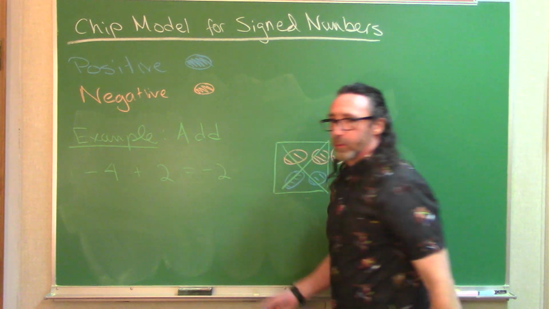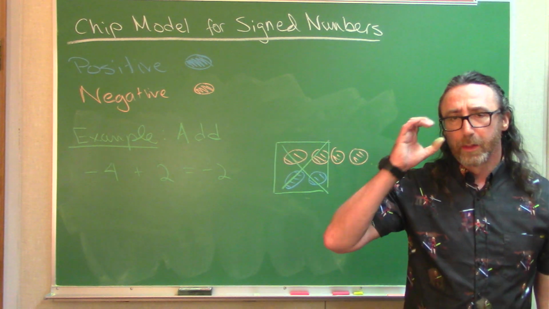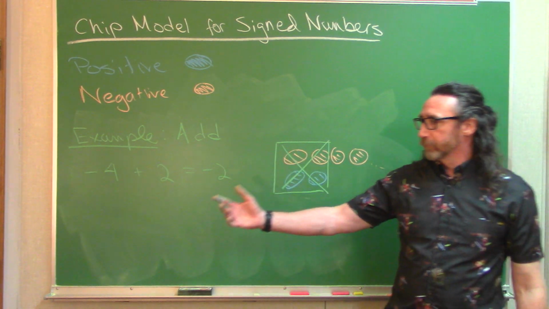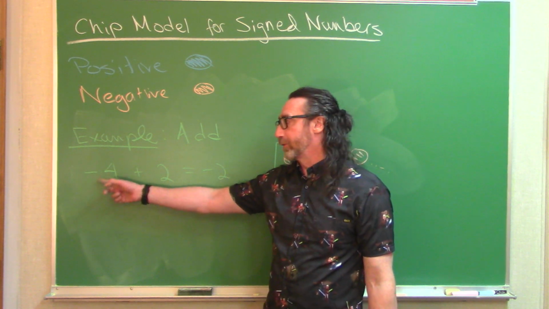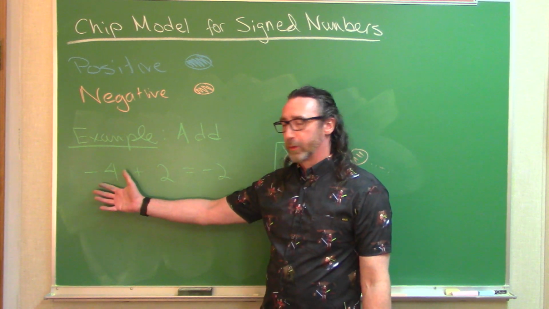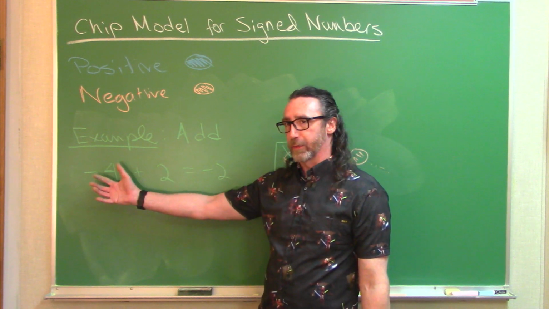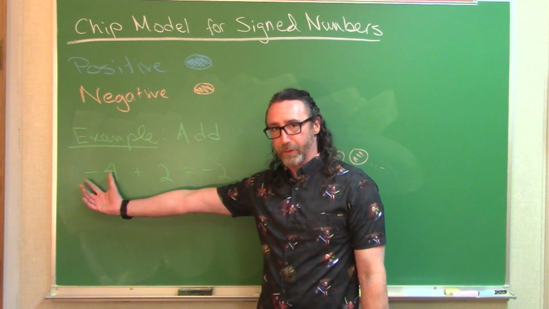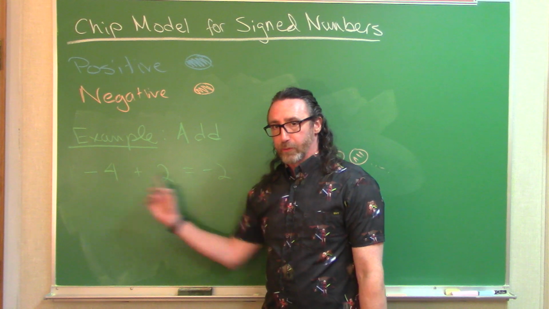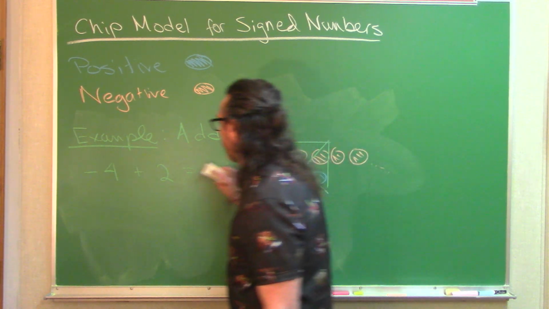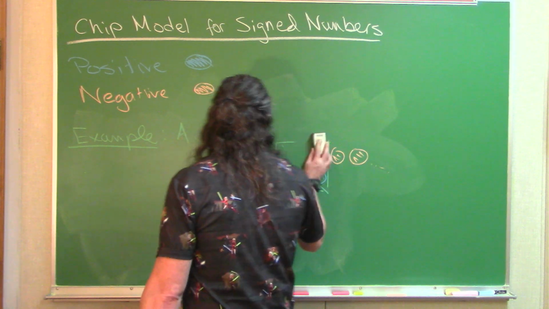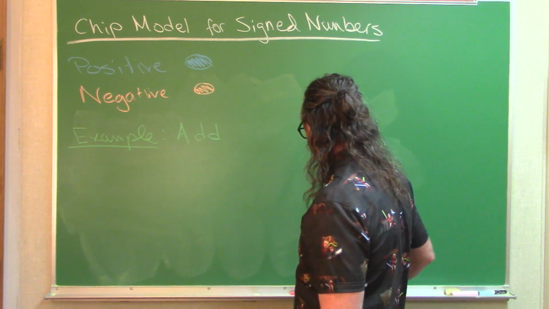negative 2, which is just what we would have seen in following the rules that we discussed in the last video. These numbers have different signs, so we look at which number has the bigger absolute value. The negative 4 has the bigger absolute value, so the negative wins. The answer is going to be negative, and we would subtract. Let's do just one more, and then we'll move on to some subtraction.